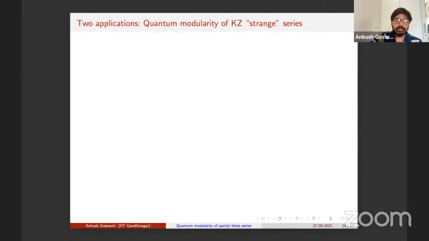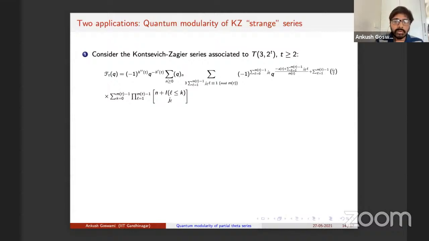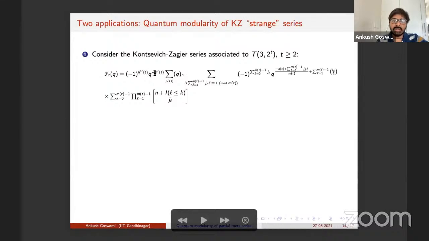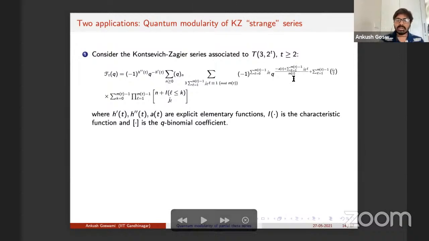Okay, let me now give you two applications of the main result that you saw in the previous slide. We show the quantum modularity of the Kontsevich-Zagier strange series, which is defined as follows: F sub t of q, defined by this hypergeometric expression, where the quantities h double prime t, h prime t, a t, and m t are elementary explicit functions in t. I is the characteristic function here, and this square bracket is the q-binomial coefficient, defined as usual. The notation q sub n is the standard q-Pochhammer notation, defined like this.